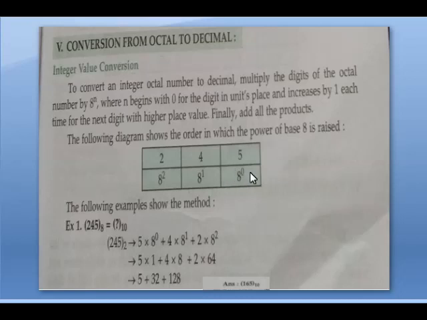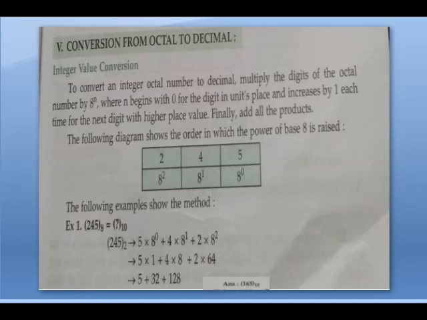So the example is 245 to the base 8. This is an octal number. We are going to convert the octal number to a decimal number. So 5 into 8 power 0 plus 4 into 8 power 1 plus 2 into 8 power 2. Any number to the power 0 is 1. So 5 into 1 plus 4 into 8 plus 2 into 8 8s are 64. If we add these numbers, we will get the answer as 165 to the base 10. So this is how we convert an octal number to a decimal.